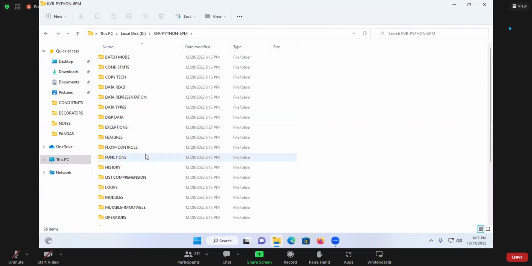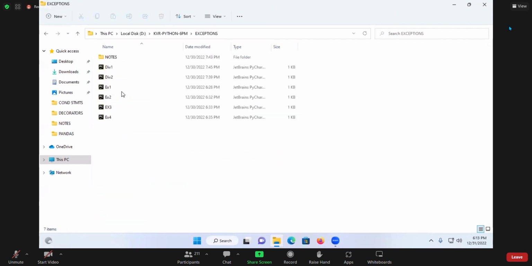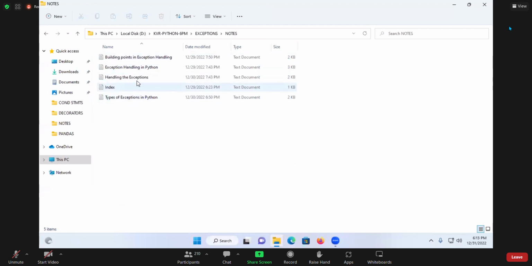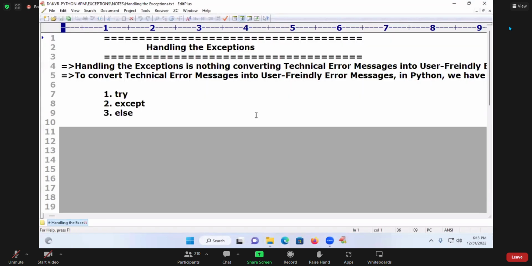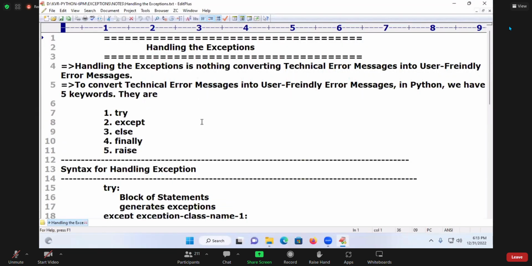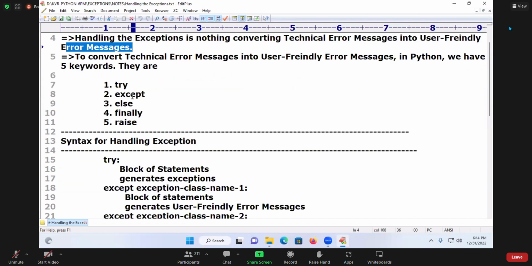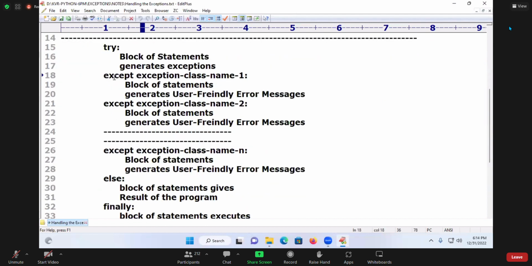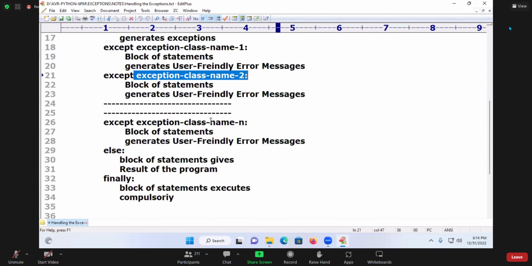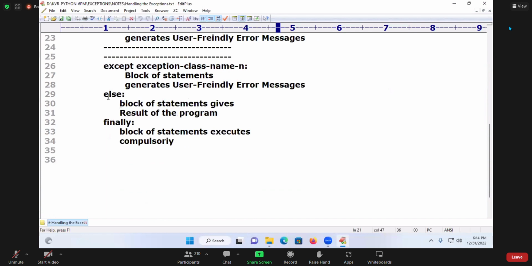I hope you see, under that exceptions, I almost completed handling exceptions, and inside of it there is a syntax. My dear students, look at that. Handling exceptions is nothing but converting technical error messages into user-friendly messages. So, try block, except block, else, and then finally, and then raise. Try, except exception class name 1, except exception class name 2, and so on, else block. Up to here we understand. Now we are going to the finally block.